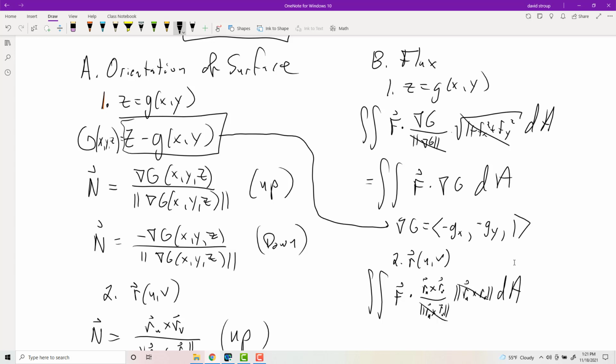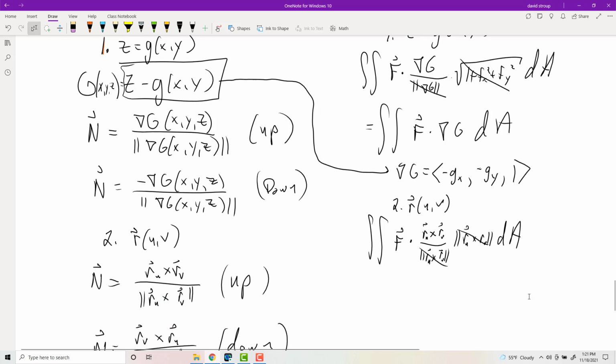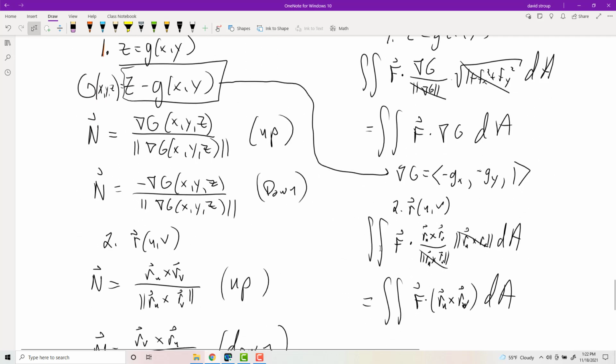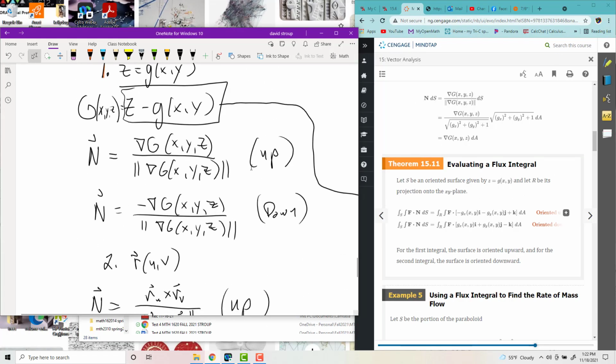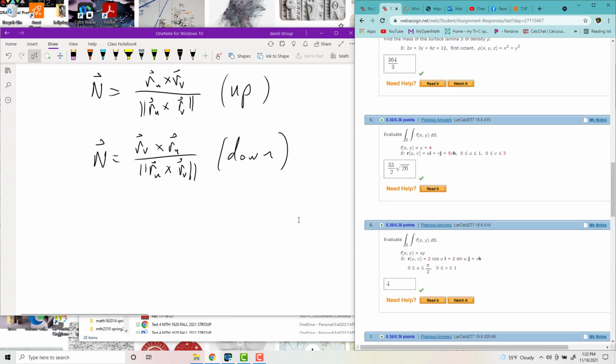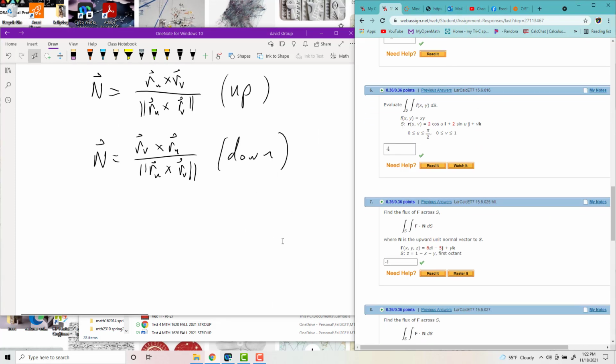So again, you get this nice little cancellation, and what you're looking at then is the integral of the dot product between the force field and this other thing, which will also be a vector, RU cross RV. And then you'll parameterize the force field in terms of u's and v's, and you'll have your full picture.